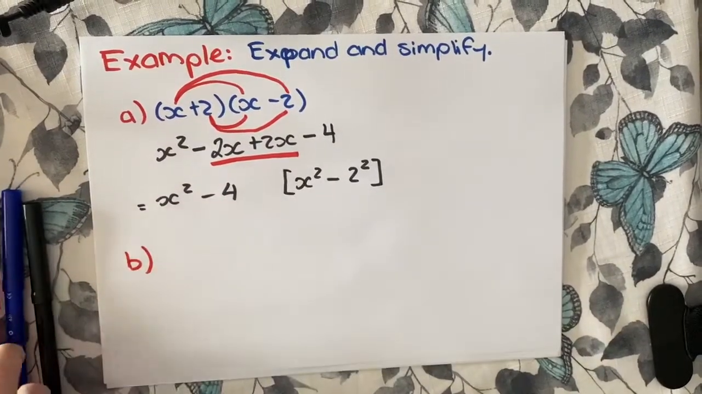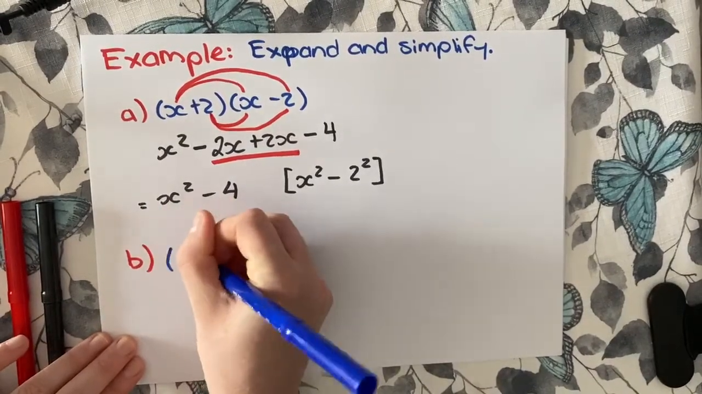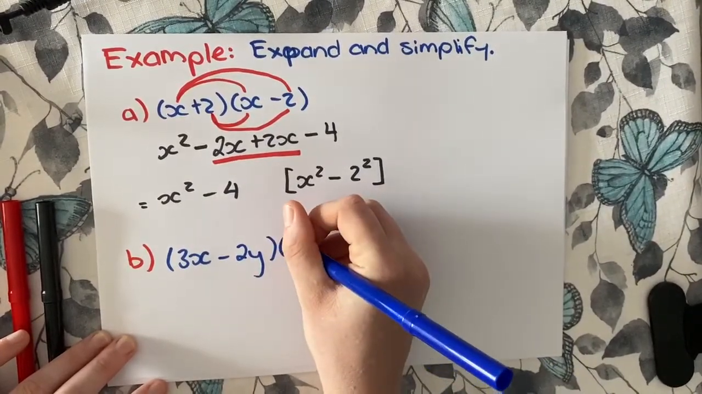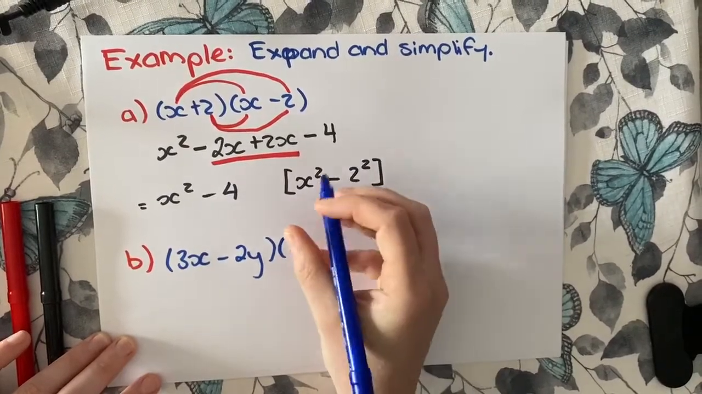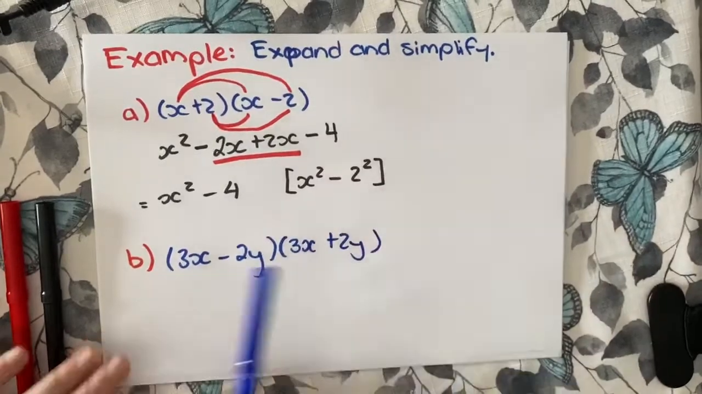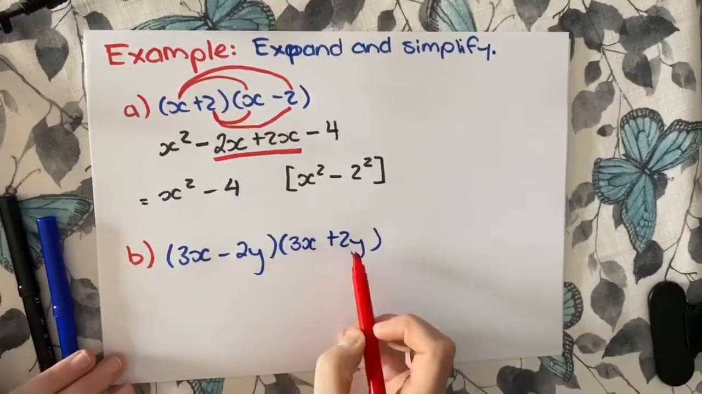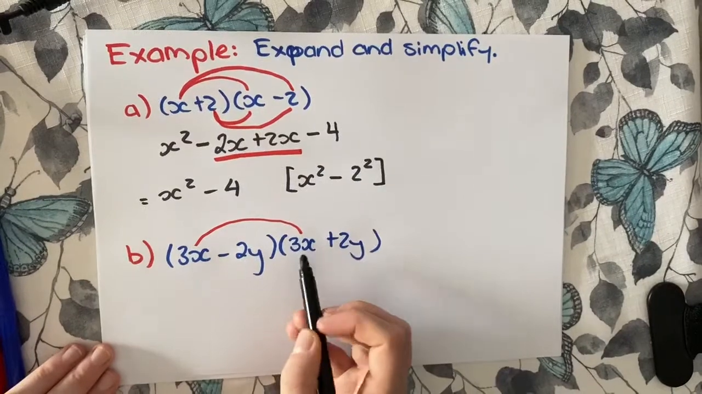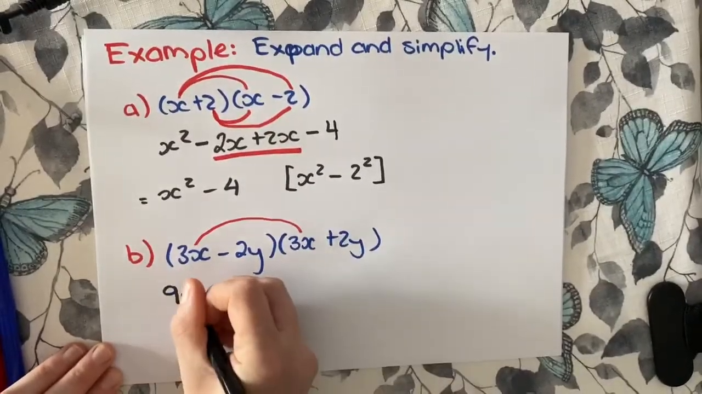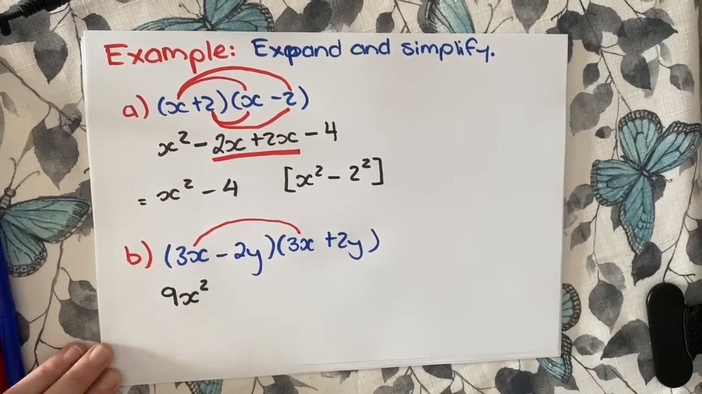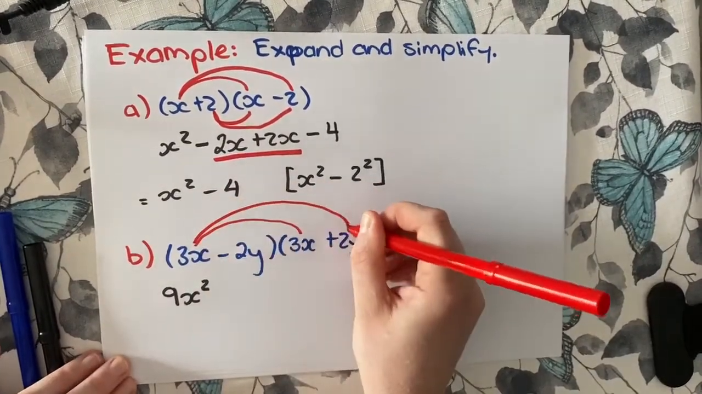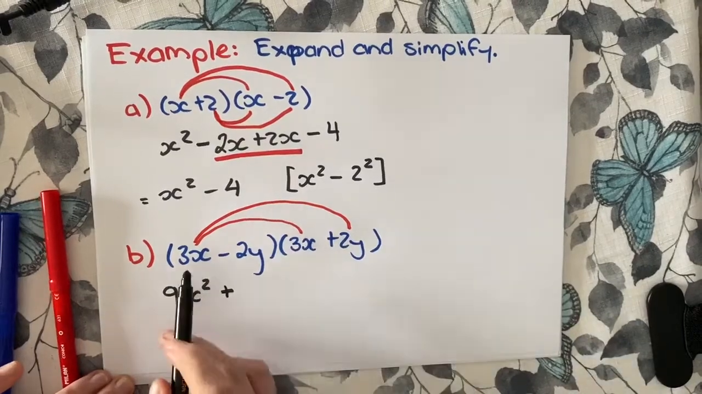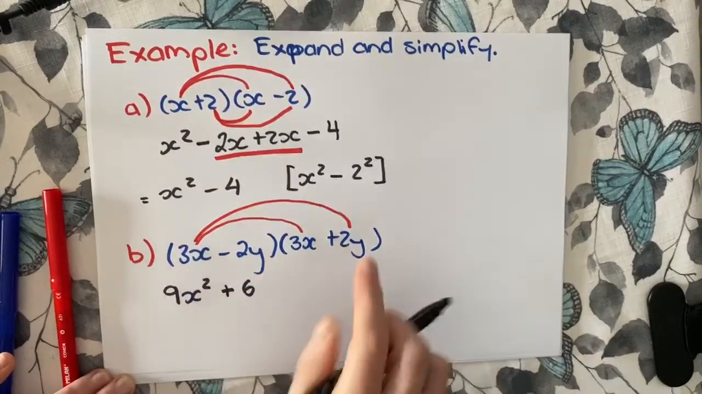Alright, let's do a second one. This one's a tiny bit more complicated because they've turned around, and you've got a number in front of our variable and we've got two different variables. So if you look here, we've got 3x minus 2y and 3x plus 2y. We're going to do the same thing. We're going to go 3x times 3x. So 3 times 3 is 9, x times x is x squared. Then we'll do our 3x times 2y. This is going to be a plus because there's a plus there. So plus, 3 times 2 is 6, and x times y is just xy.